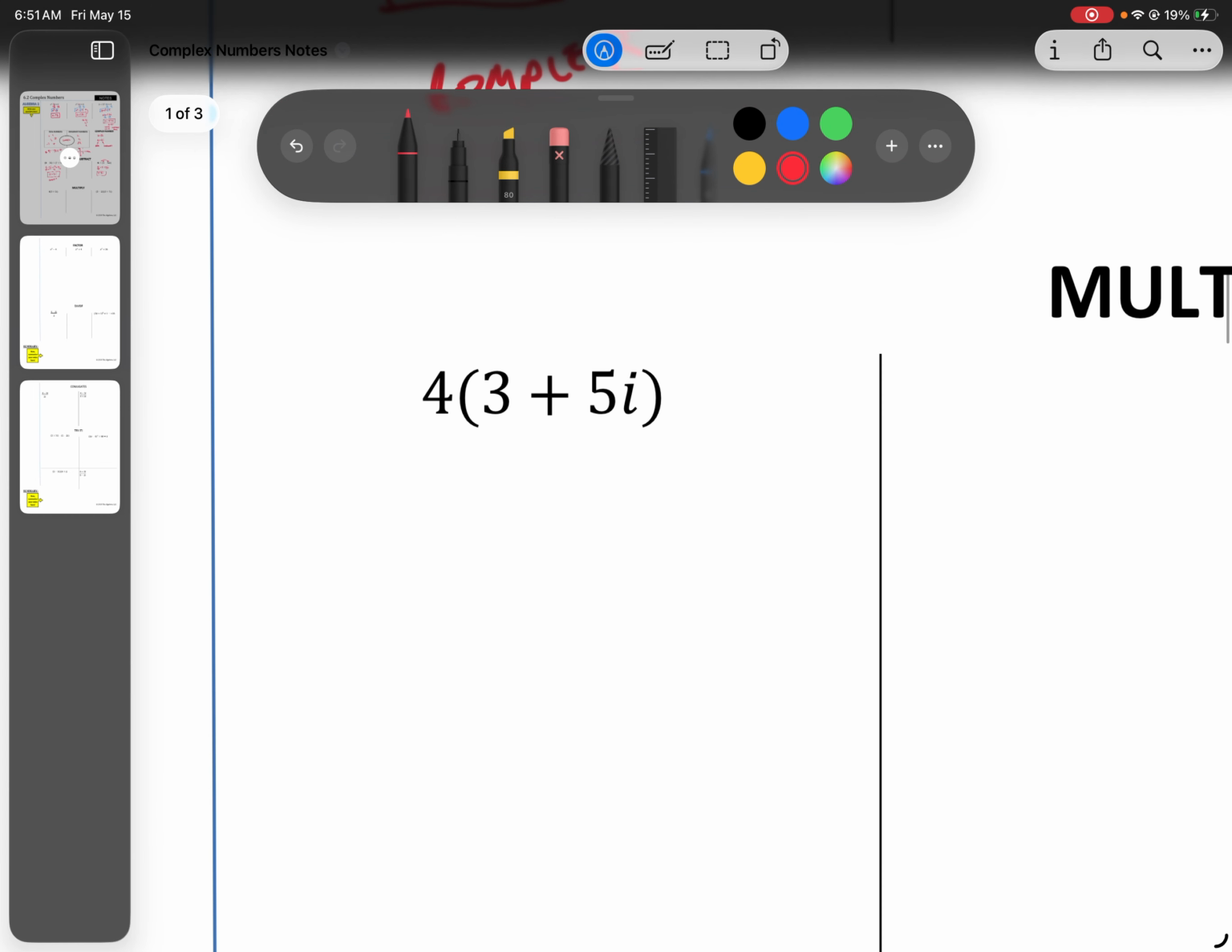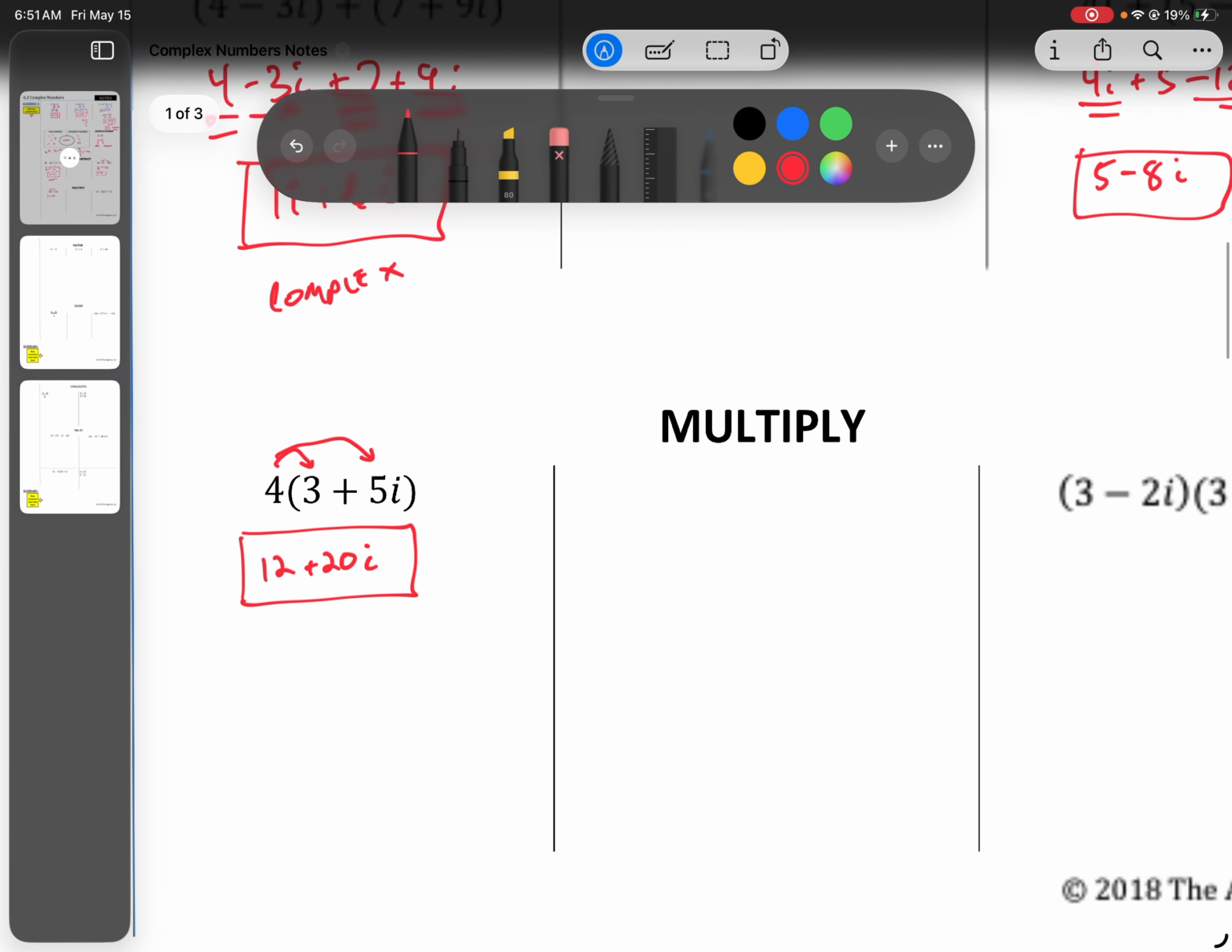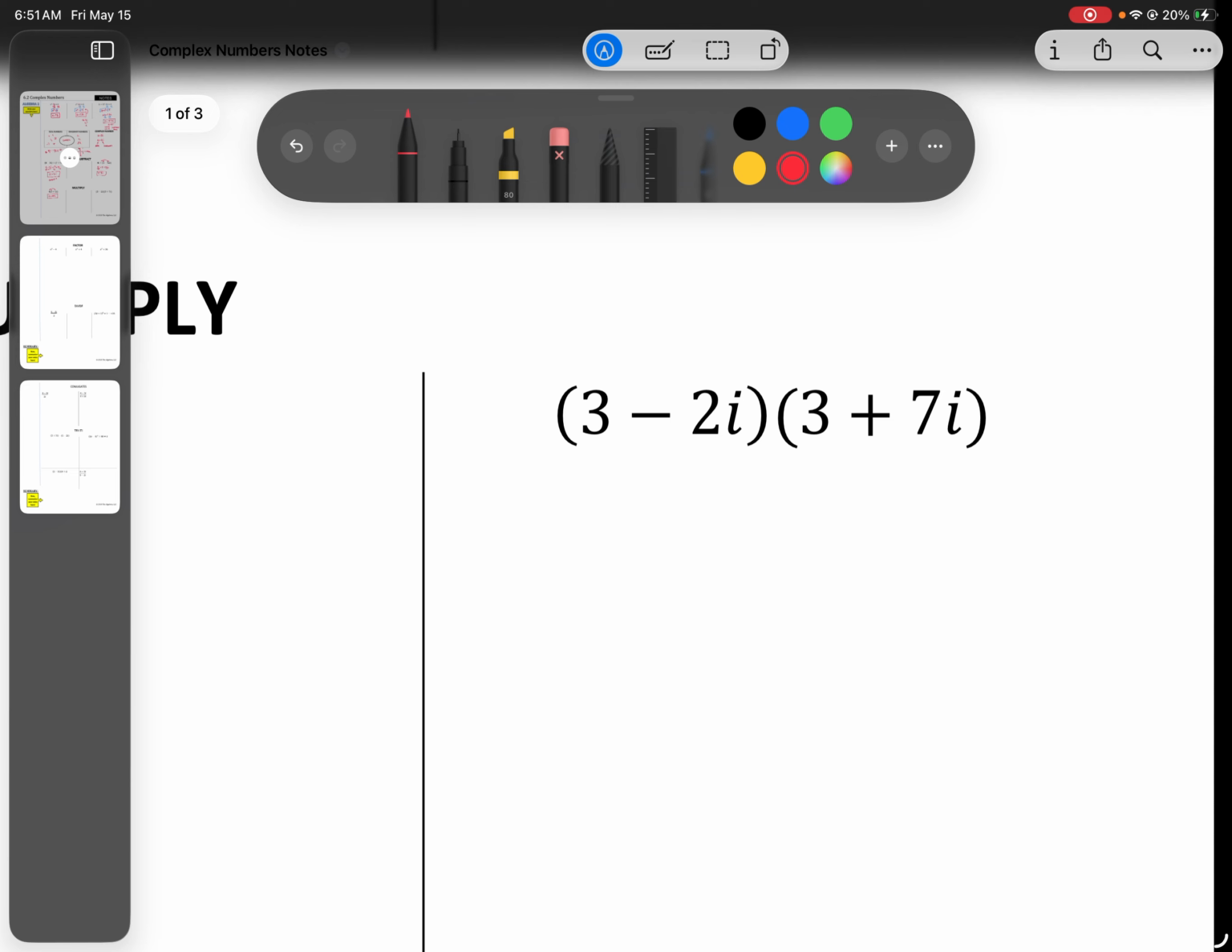Okay, now we're multiplying, so we're going to distribute. And we get 4 times 3 is 12, and then 4 times 5 is 20i, and that's all we can do. We can't add reals and imaginaries. Over here we've got 3 times 3 is 9. It's going to be plus 21i, and then minus 6i, and then minus 14i squared.